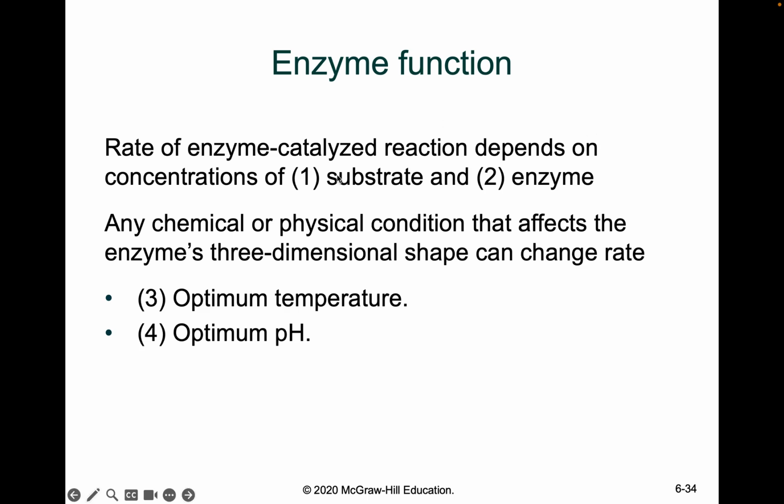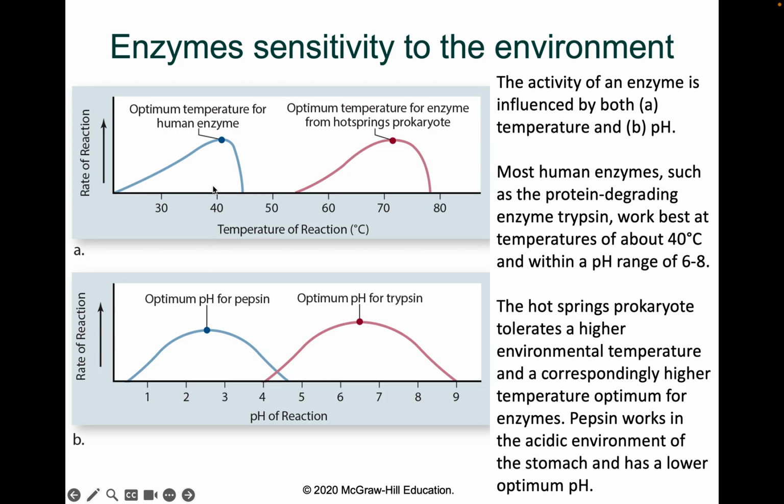One is substrate. So if you have much more substrate, the enzyme catalysis is much faster. Also, if you increase the amount of enzyme, you increase the rate, because in this case, you have many more enzymes doing this catalysis. But also, you can play around with the temperature and pH. And we'll be talking about what optimum temperature and optimum pH are. So let's just talk quickly about temperature.